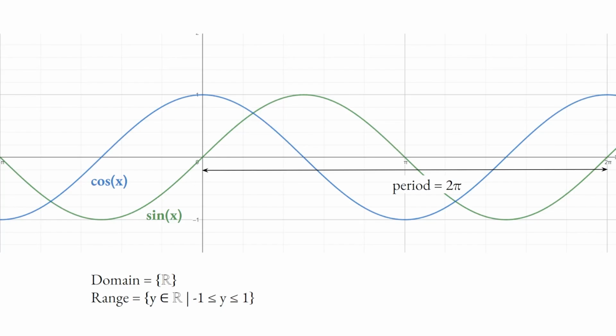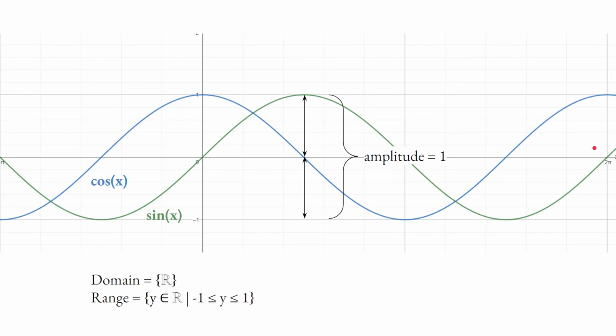Now, the period is the length of one complete cycle. So it would be 2 pi. You see, for cos, one complete cycle is completed in 2 pi, and for sine, one complete cycle is completed in 2 pi. Now, the amplitude is the amount by which the graph travels above and below its midline. So for both functions, the midline is at 0, and you can see that it travels 1 above its midline, which is the maximum for both functions, and below is -1, which is the minimum, so the amplitude is 1.